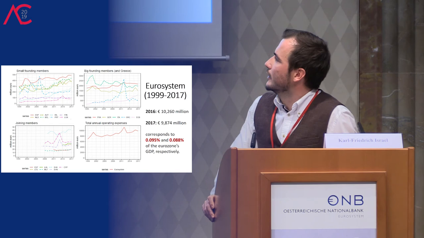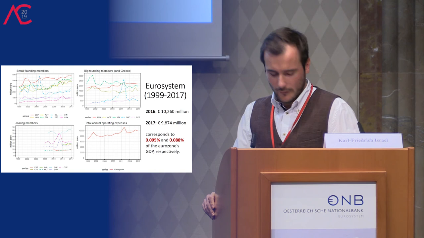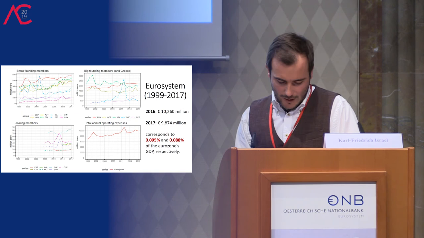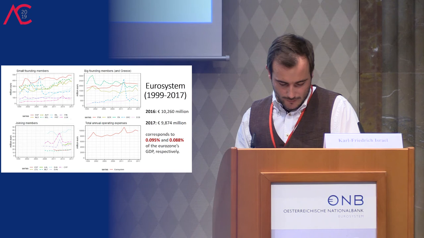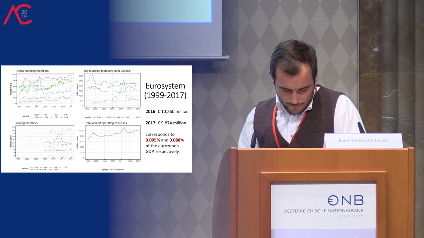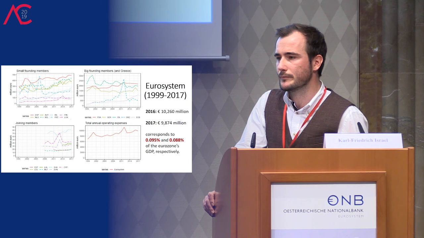And on the bottom right panel, you have the overall cost structure, or the overall costs, including expenses for staff, administrative expenses, expenses for banknote and coin production, and some other items that are given in the annual reports and in the annual financial statements of the central banks. And the overall costs amounted in 2016 to about 10 billion, which is roughly 0.09% of GDP of the Eurozone. So you see we are in the same ballpark as the cost for the gold standard.